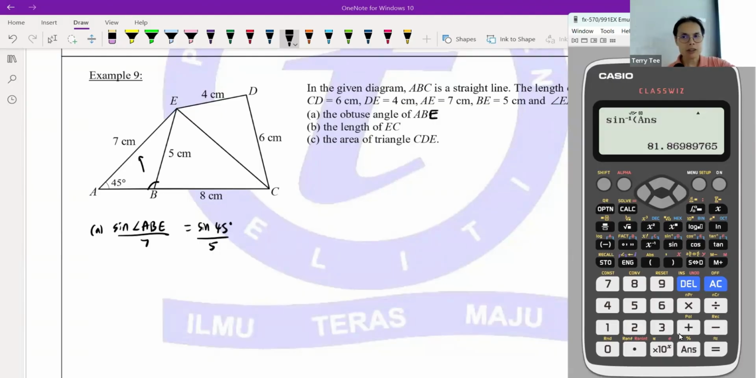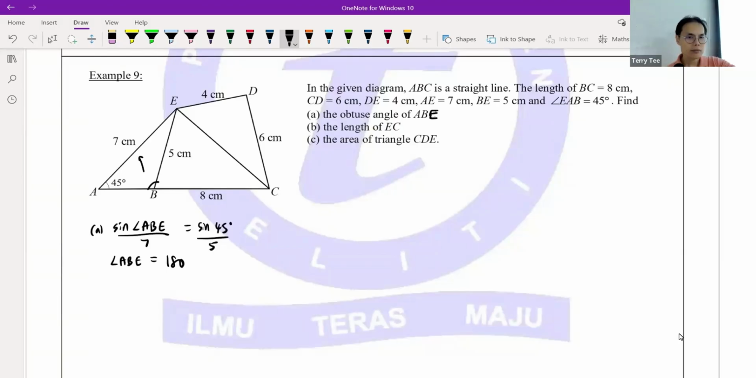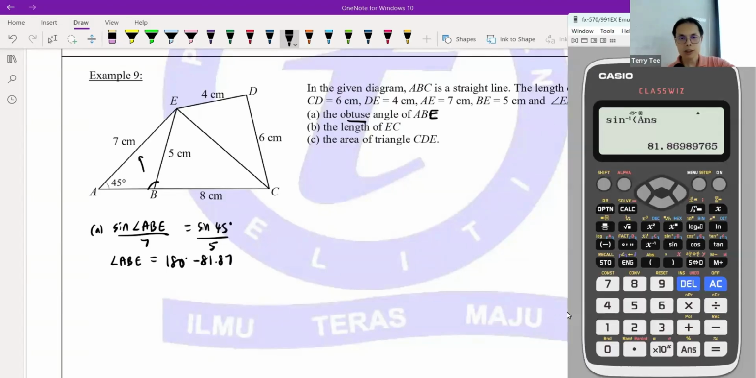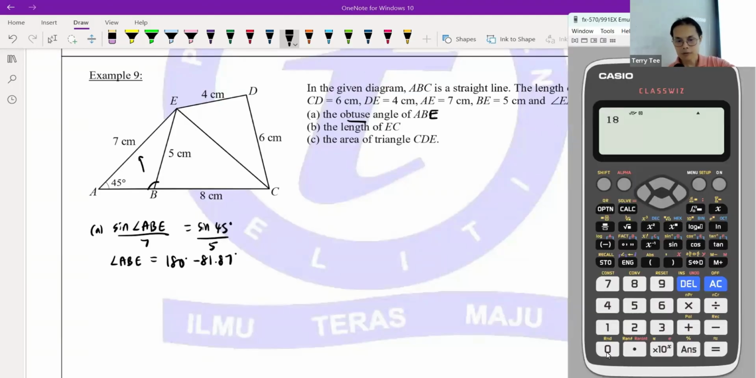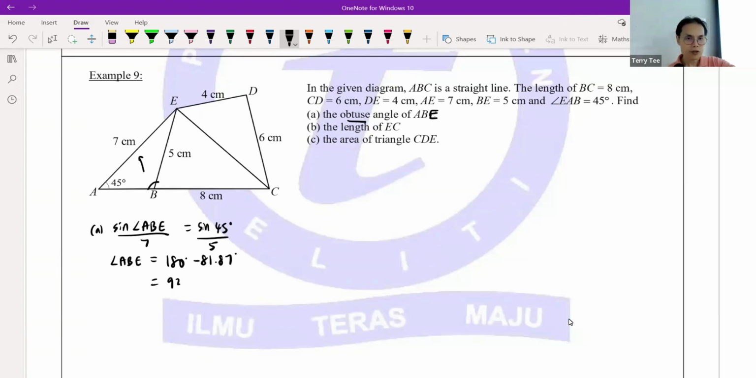Now we cannot take 81.87. Why? Because the question says obtuse angle. So we should take 180 minus this answer, 93.17. Yeah, 93.17. Okay, so if I know this is 93.17, I know the angle next to it should be 81.87. I'm supposed to find next the length of EC.